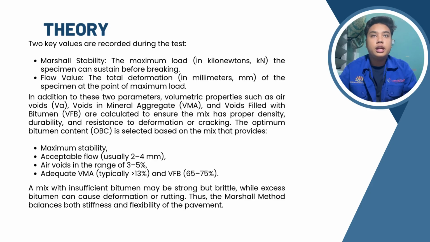The optimal bitumen content is selected based on the mix that provides the maximum stability, acceptable flow, air voids in the range of 3 to 5%, adequate VMA typically around 13%, and for VFB is 65 to 75%. A mix with insufficient bitumen may be strong but brittle, while excess bitumen can cause deformation or rutting. Thus, the Marshall method balances both stiffness and flexibility of the pavement.